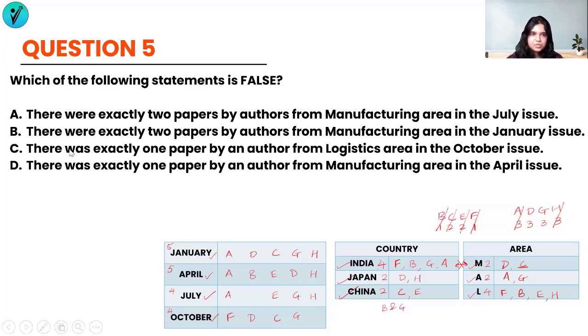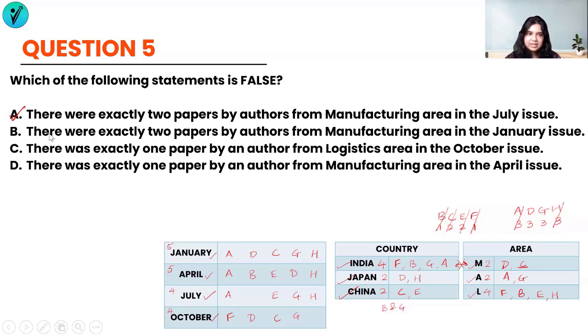The 5th question, which of the following statements is false? Again, we have: there are exactly 2 papers by authors from manufacturing in the July issue. Okay, very specific to July, so that helps us, in comparison to the previous few questions. Let's take a look at July. We need exactly 2 manufacturing authors. Manufacturing are D and C. Are D and C in July? No, they are not. So this is a definitely false statement. So the answer is A for the 5th question.